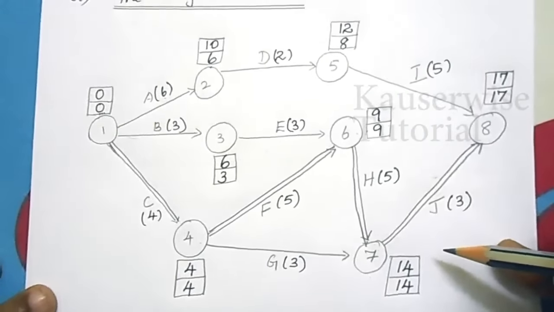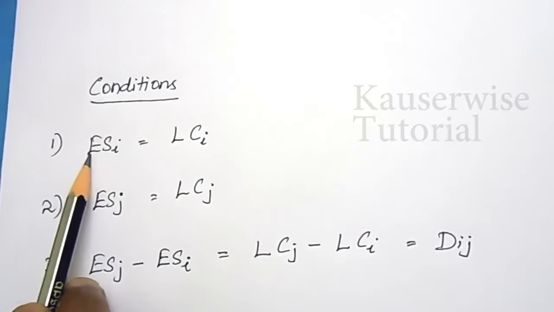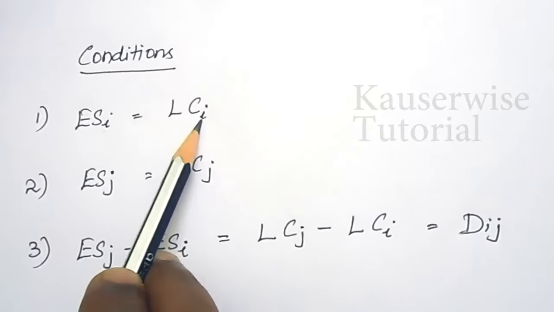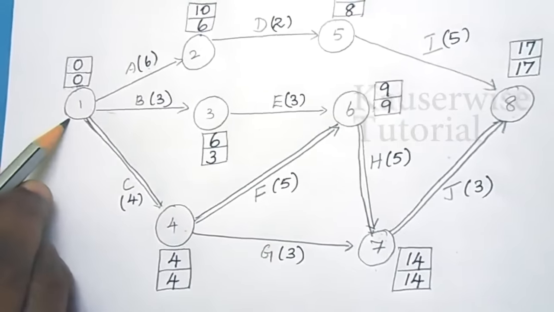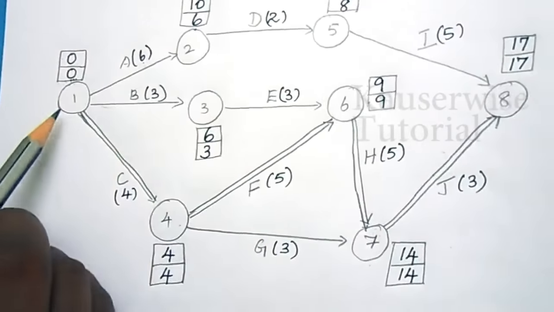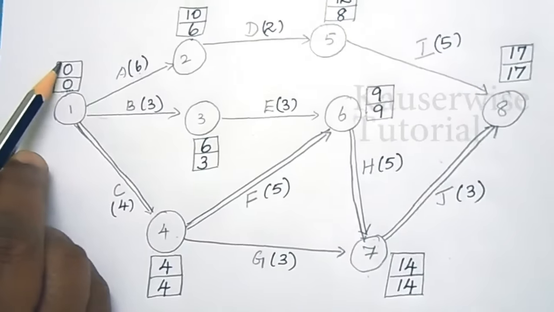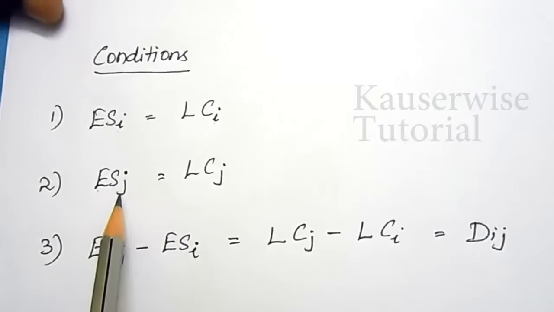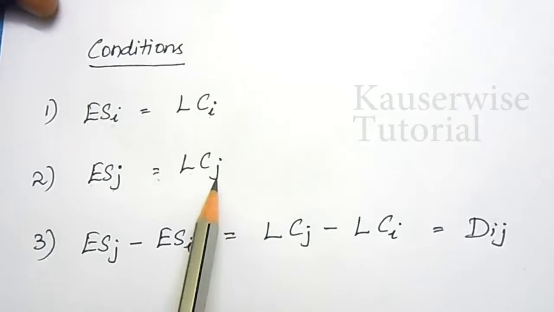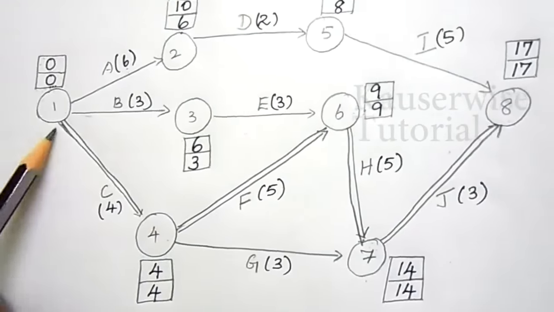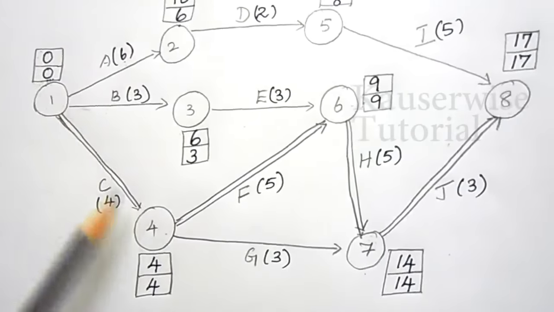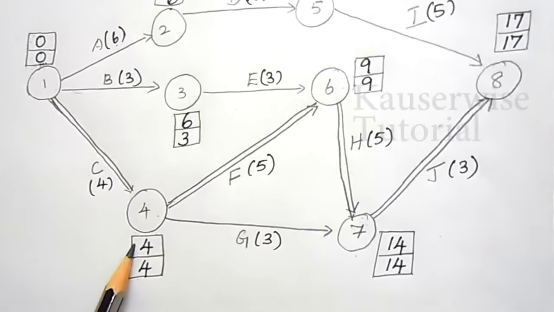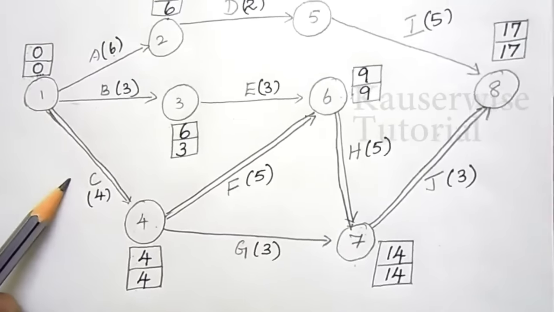Let us check the conditions for critical path. The first condition is earliest start time of each starting node must be equal to latest completion time of each starting node. For this particular activity, 1 is the starting node and 4 is the ending node. For the first condition, earliest start time must be equal to latest completion time. Okay, the first condition fulfilled. The second condition is earliest start time of ending node is equal to latest completion of the ending node. Again, see the same activity. See, for activity C, 1 is the starting node and 4 is the ending node. For ending node, see, the earliest start time is equal to latest completion time. So second condition also fulfilled for the one particular activity.